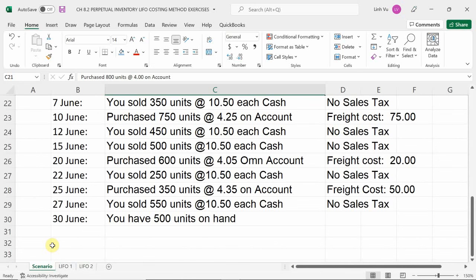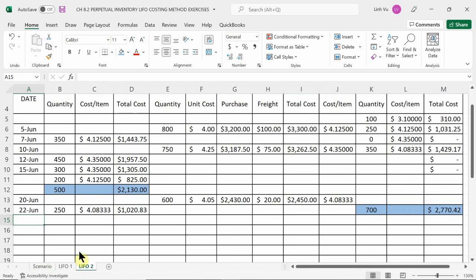So then June 25th, I end up purchasing an additional 350 units at $4.35 each with a freight of 50. So 350, 4.35, and 50 on June 25th. 350 at 4.35 with a freight of 50.